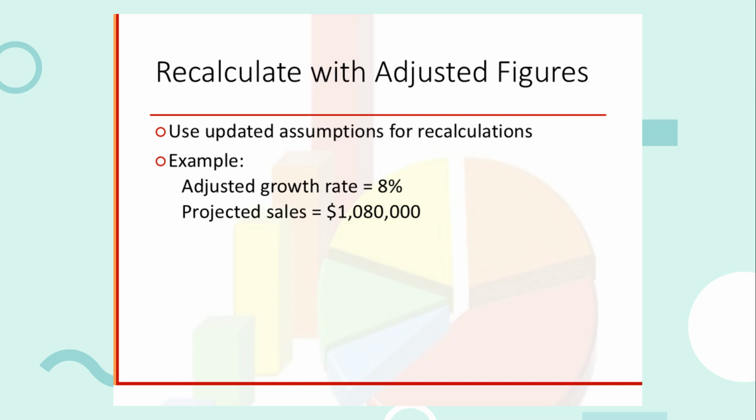Recalculate using adjusted figures. Use the updated assumptions to recalculate the required assets, spontaneous liabilities, and retained earnings. Let's suppose the growth rate is revised from 10% to 8%. Projected sales would now be $1.08 million. This change affects all other forecasts, so be sure to update every dependent variable.